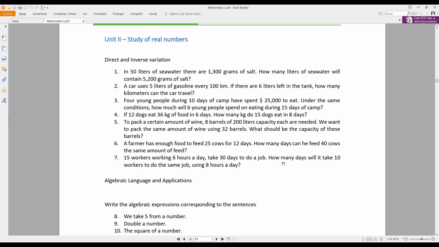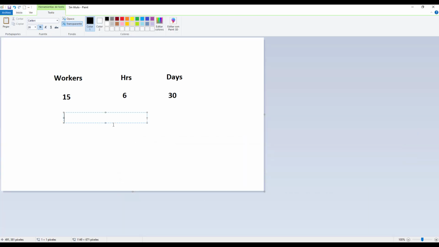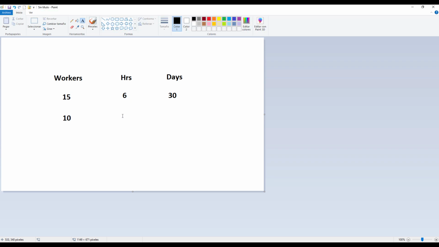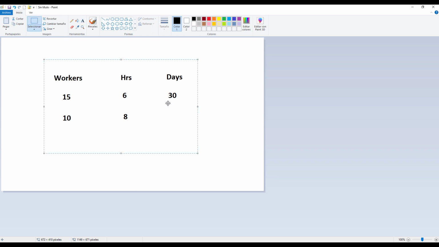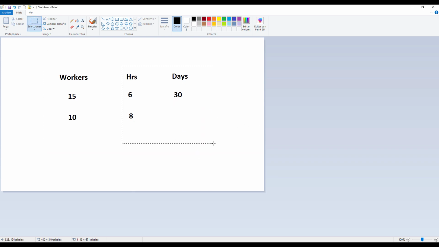Now, how many days will it take 10 workers, 8 hours? 10 workers, 8 hours. This is the information organized.